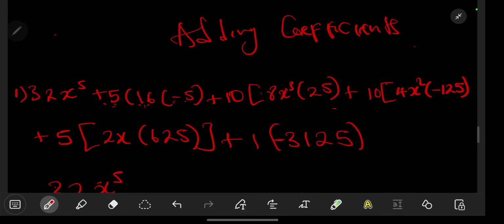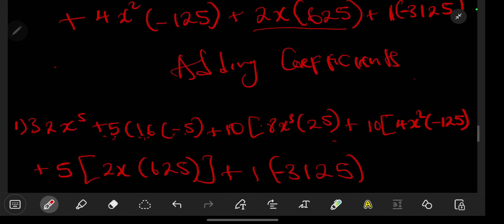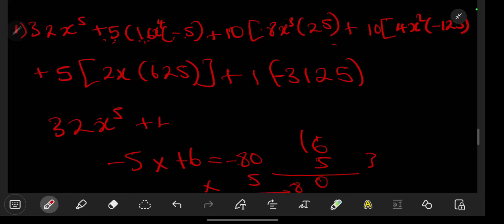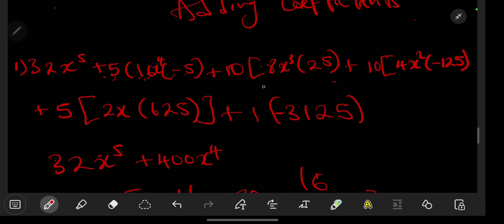Where is our x value? x to the power 4. I forgot it here. So x to the power 4. So we are going to have plus our 400 x to the power of 4. Then we are going to move on to this. So be careful. 10 just adds a 0.